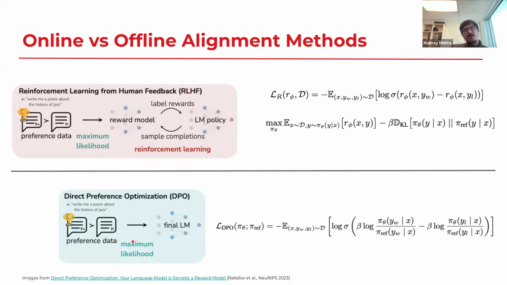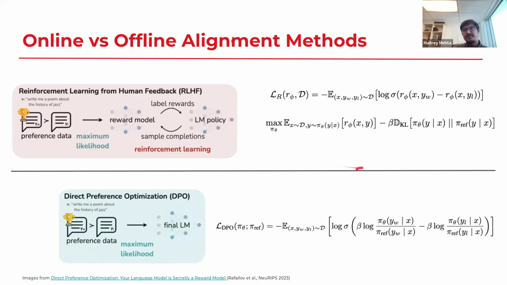There was another method that was proposed a year back, which was called DPO. This is what we call an offline alignment system. In this case, you don't really need to train a reward model. You just need the preference data, and that preference data is directly used to fine tune the large language model, the IFT'd large language model.